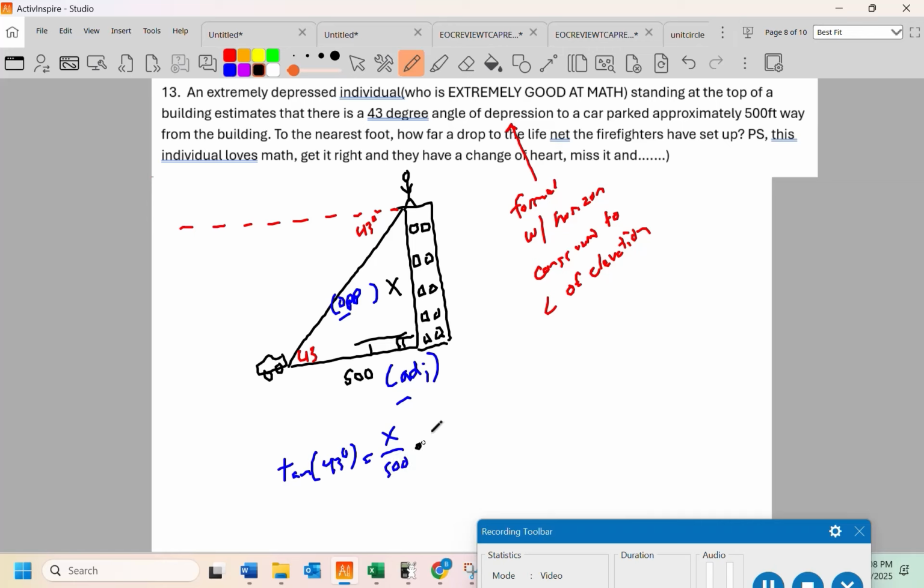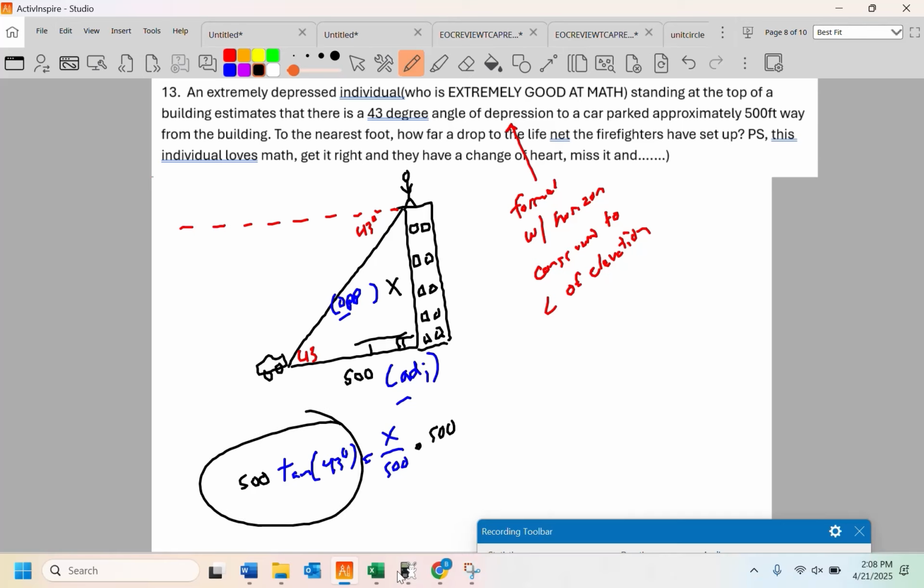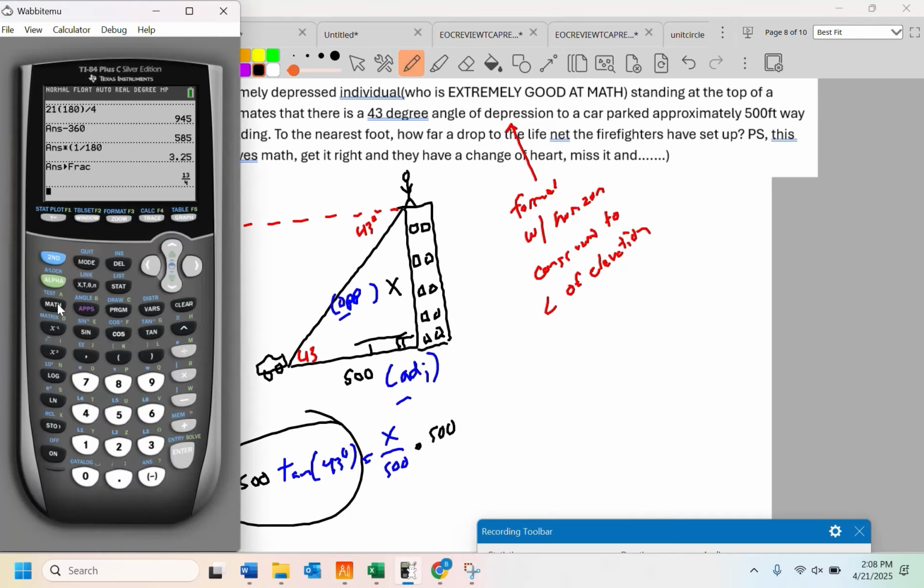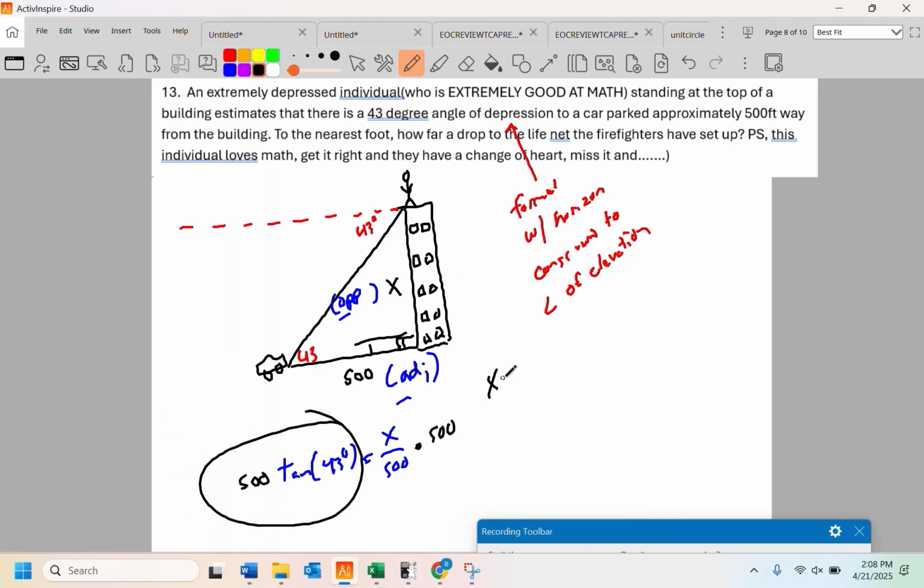The opposite of division has always been multiplication. It always will be. And here's my answer: 500 tangent of 43. So the calculator needs to be put in degree mode. By the way, check that on quiz day because I'll reset your calculators and by default they're in radians. Nearest foot, 466 foot. So X is about 466 foot.